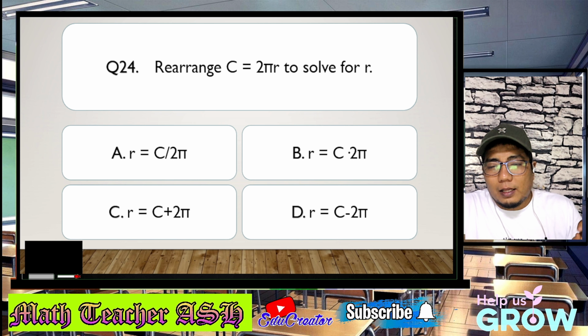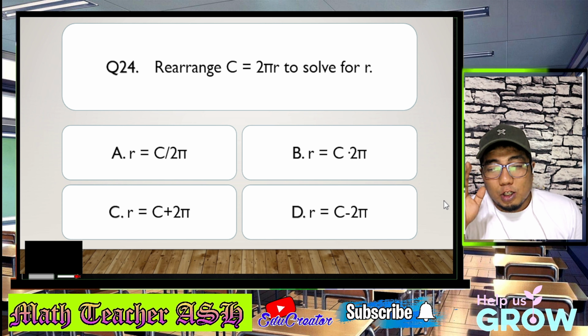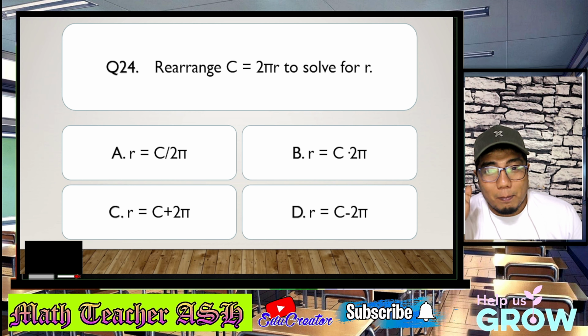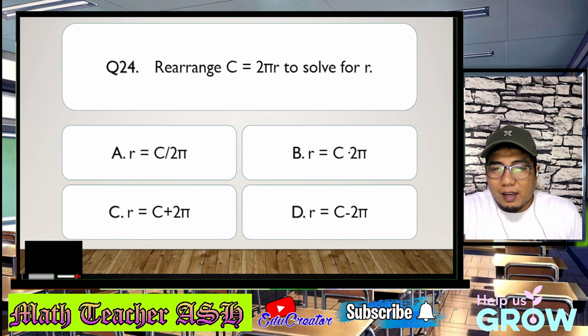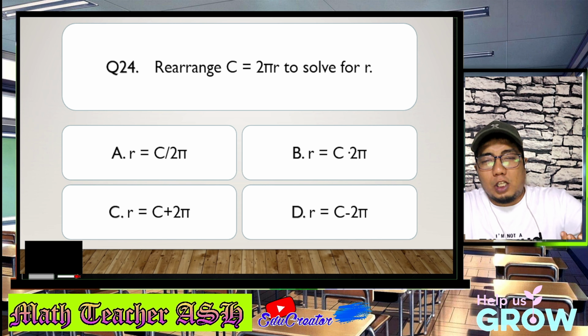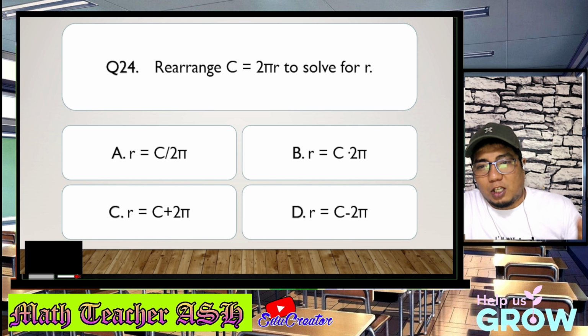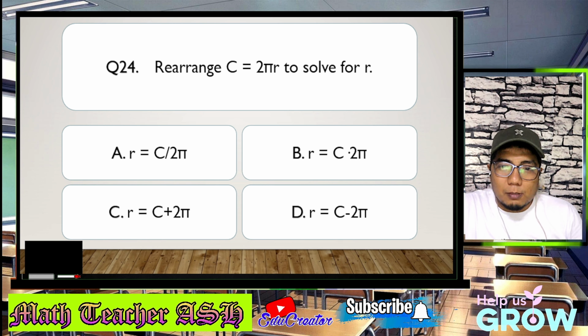All right, my dear math learners. Now, I will again show you how to solve this mentally. So what we are having here is an equation or a formula. C is equal to 2 pi r, and we are trying to solve for r. So as you can see, we need to transfer 2 pi here. So in order to do that, since this operation is multiplication, we need to use the opposite of multiplication, and that is division. So we need to divide both sides by 2 pi.